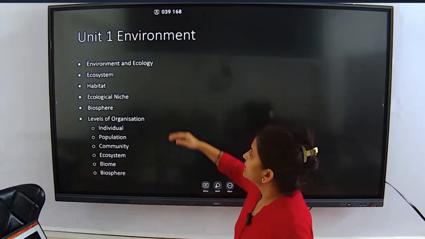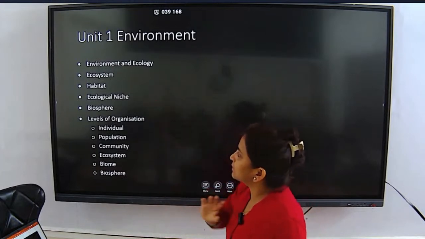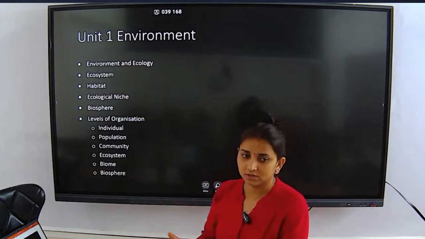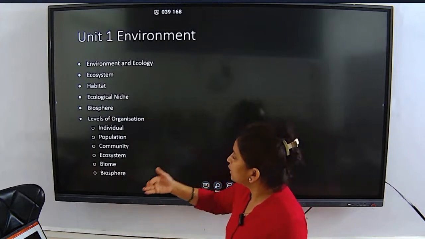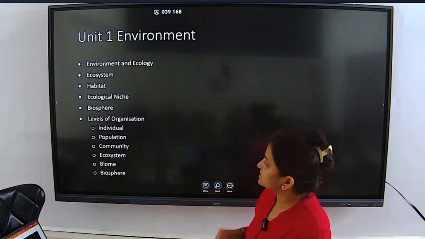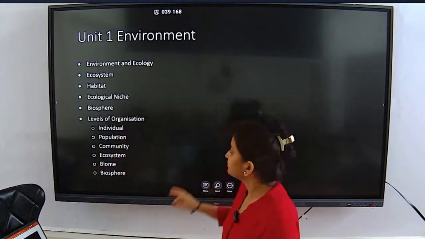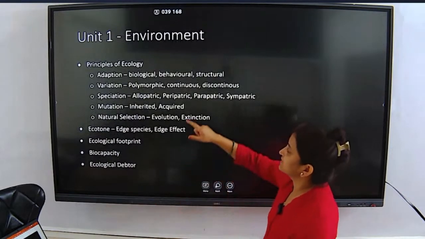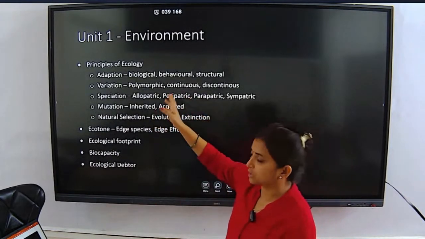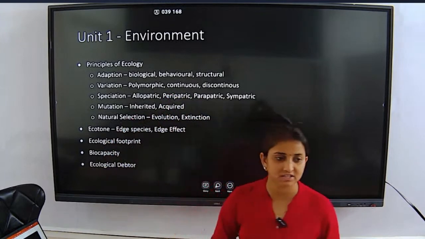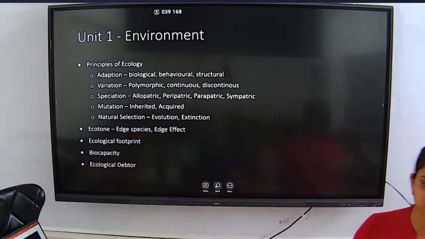class. So in today's class, we will be discussing what is environment and what is ecology, and the difference between those two. Along with that, we will be understanding the meaning of ecosystem, habitat, niche, biosphere, and the levels of organization. After we are done with this, we will be reading about the principles of ecology. Within the environment unit itself, we will also be discussing the principles of ecology.